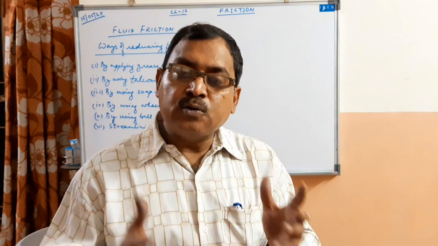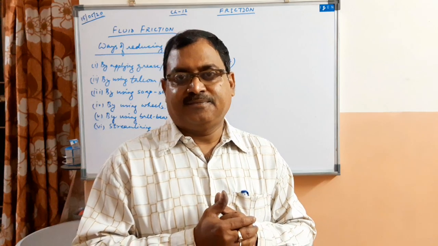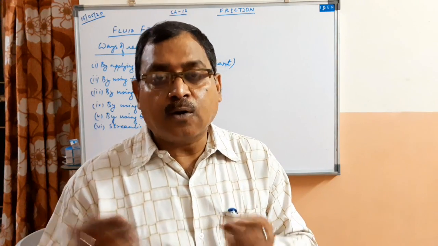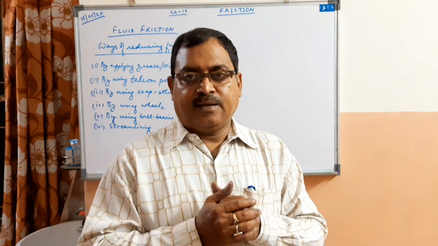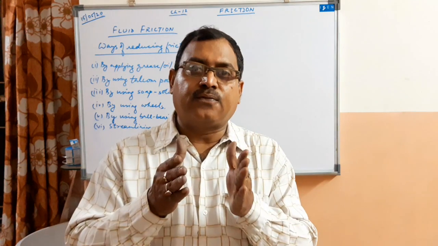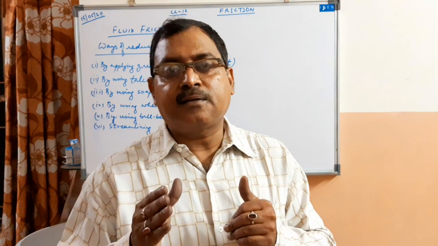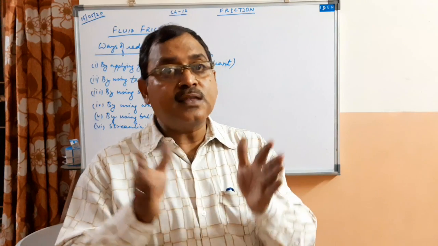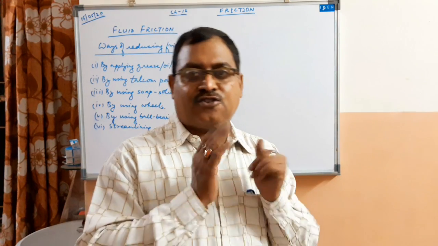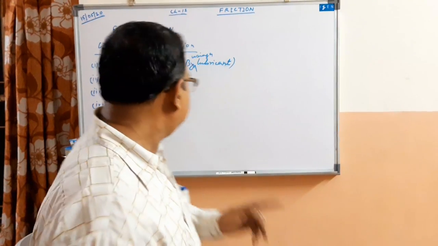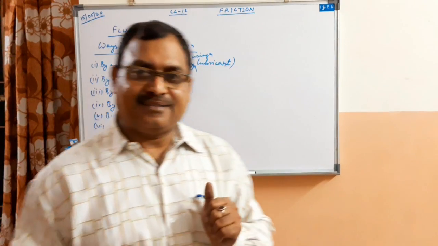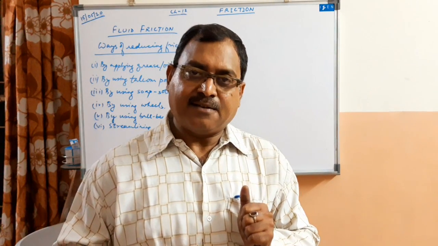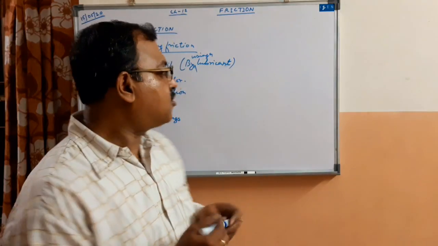So, to reduce fluid friction, means friction offered by air and water, objects which move through air or through water have been given the shape of bird and fish. That is called streamlining. Clear? Like if you see the structure of a ship, how does it look like?